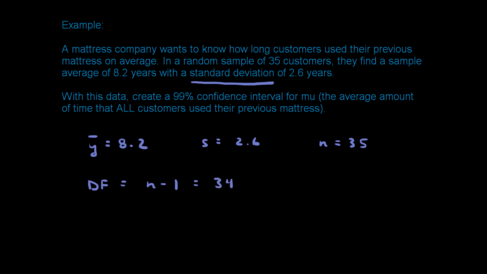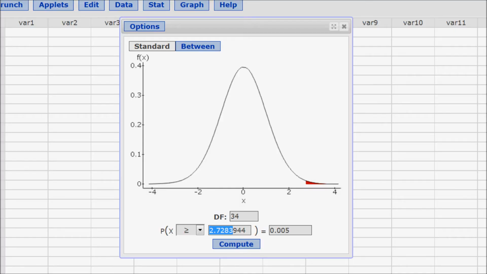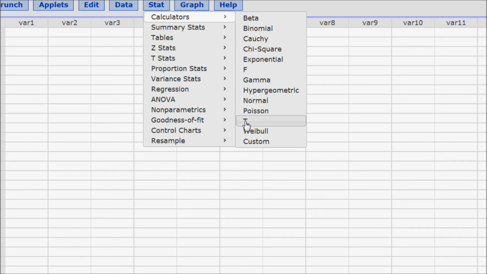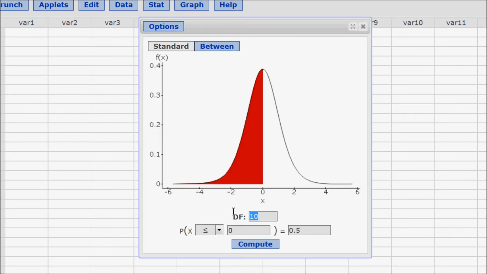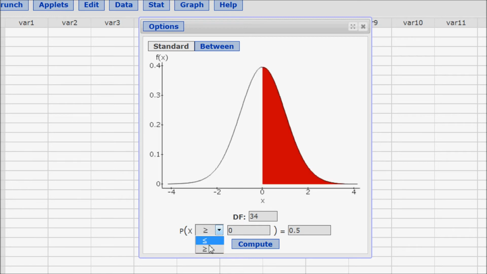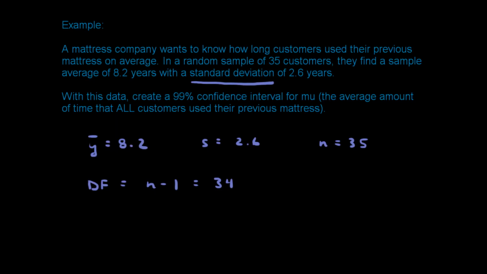So in the T calculator, what you want to do, let me do this again, StatCrunch calculator's T, change dF to 34. I'm going to shade to the right. You don't have to shade to the right, there are other ways to do this, but I'm just going to shade to the right. And then in the bottom right box, what you want to plug in is 1 minus the confidence level divided by 2.